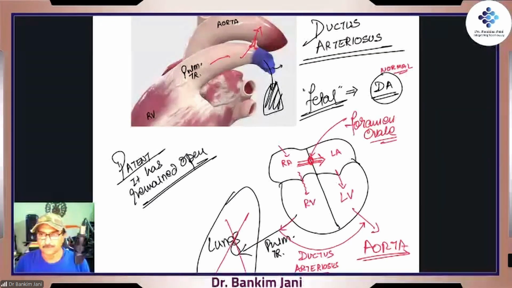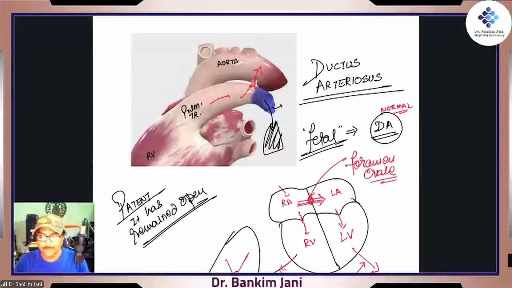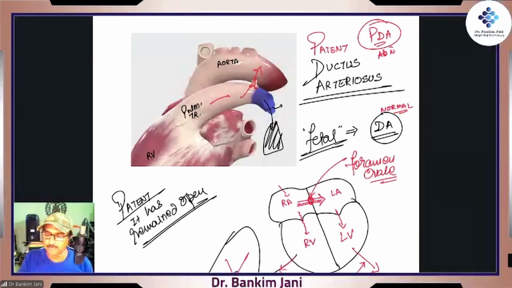But post-birth, when blood is going into the lungs, this should close. If it is not closing, then we call it patent, or PDA. And this PDA is not normal, it is abnormal. It will come under congenital heart defects. That is what we'll discuss as we proceed. So this is the difference between both of them. I remember someone asked this question, that PDA and DA are the same. Now you know the difference.